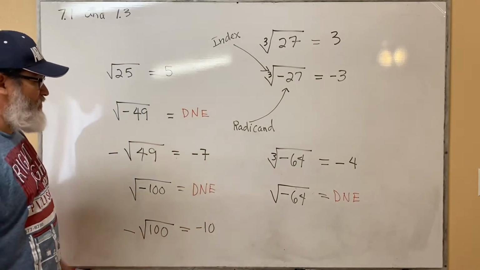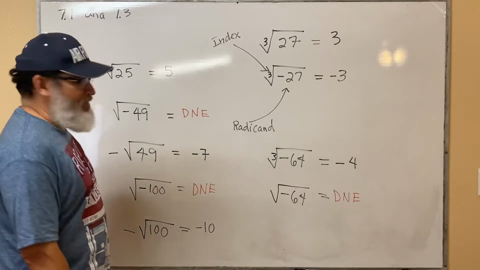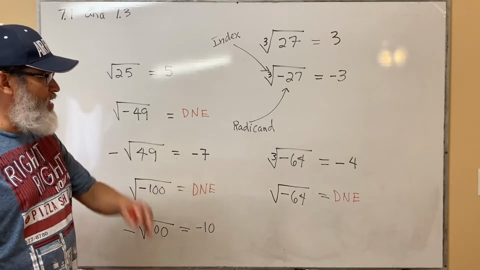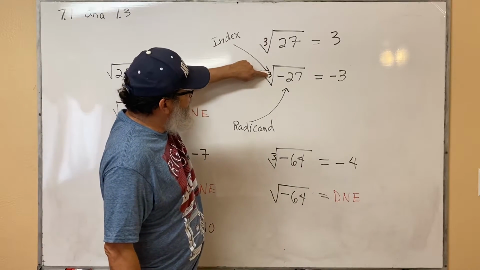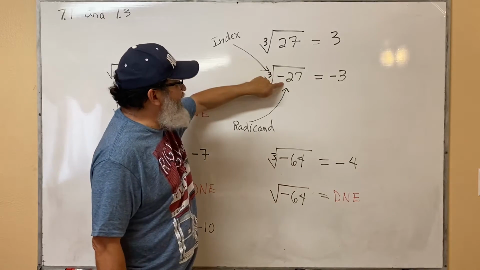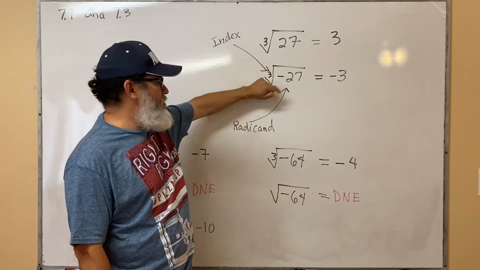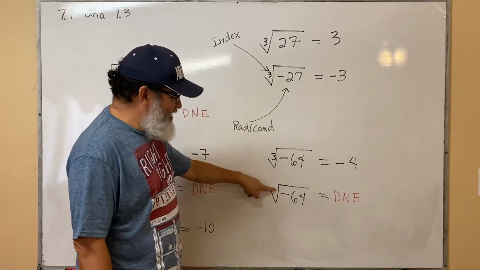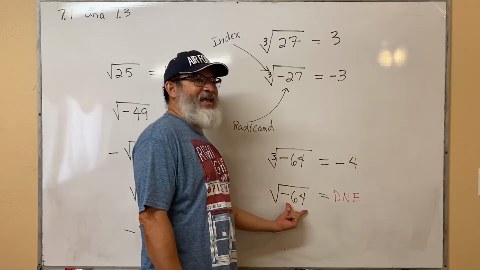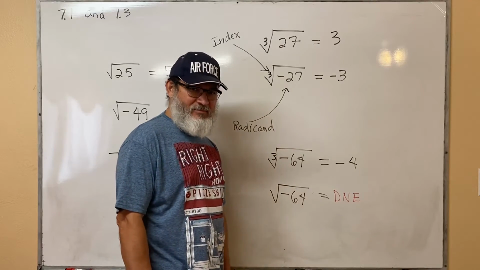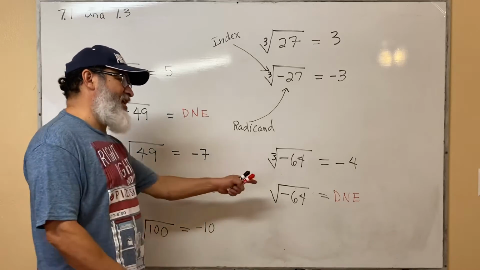Okay. All right, very good. Excellent. Let's not forget that. Once again, I'm going to say it for the last time. If the index is odd, the radicand can be positive or negative. If the index is even, the radicand cannot be negative. It's got to be positive. If it's negative, it does not exist.